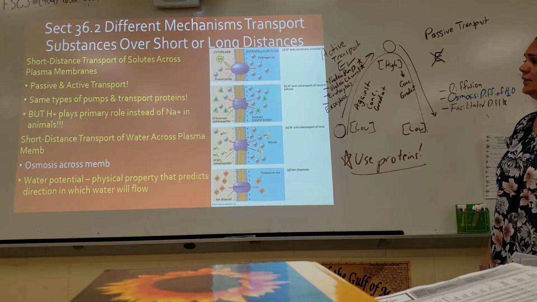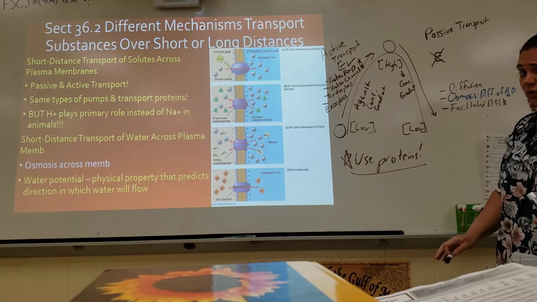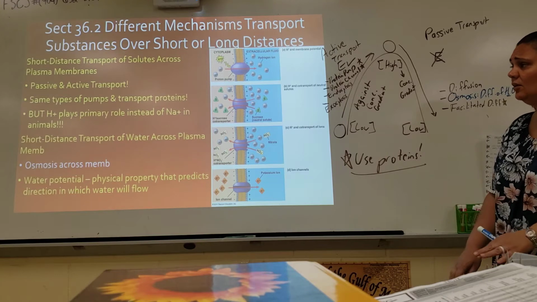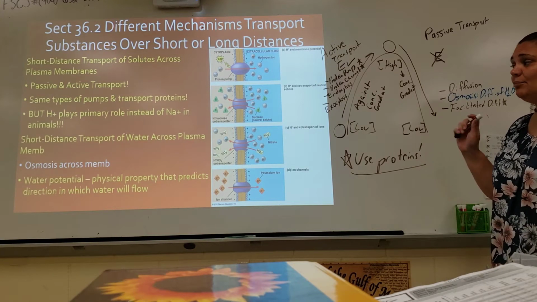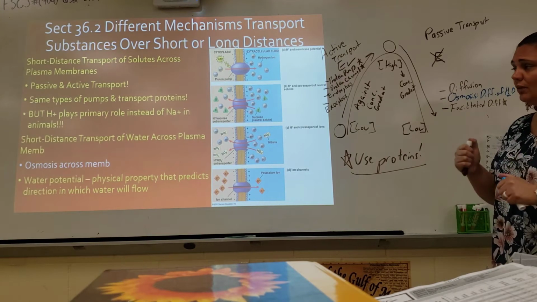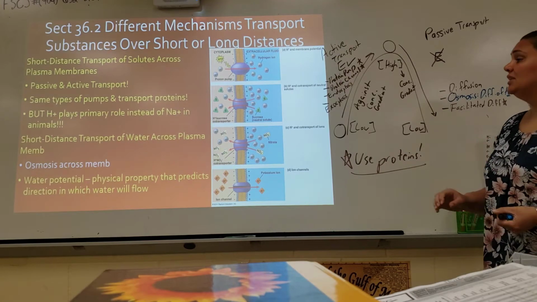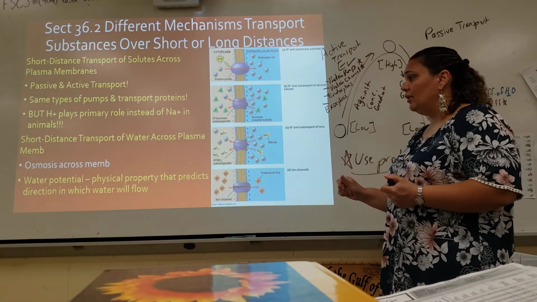All right. Same types of pumps and transport proteins are being used with plants as they are with animals. Nothing new. Hydrogen plays a primary role instead of sodium. Okay? Short distance transport of water across the plasma membrane.